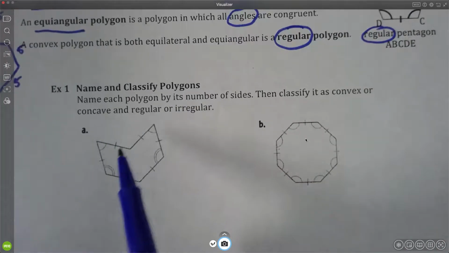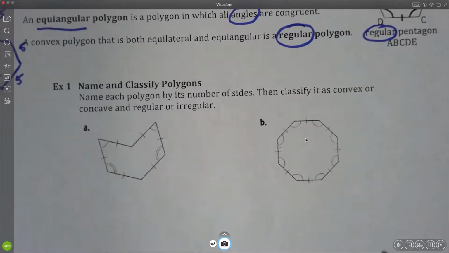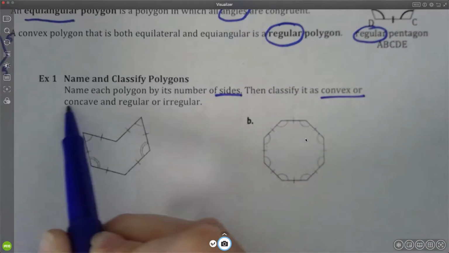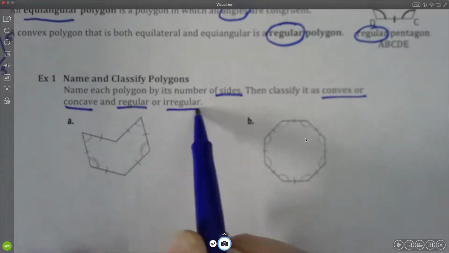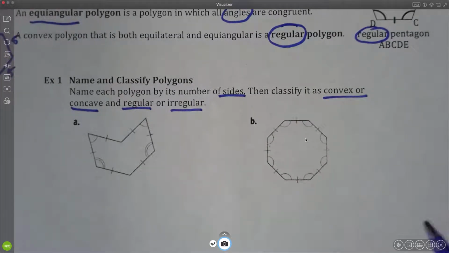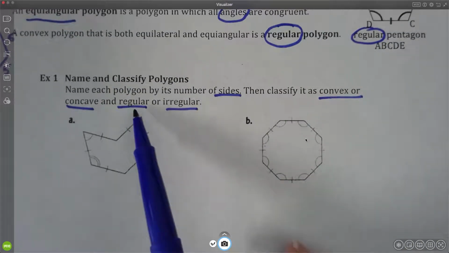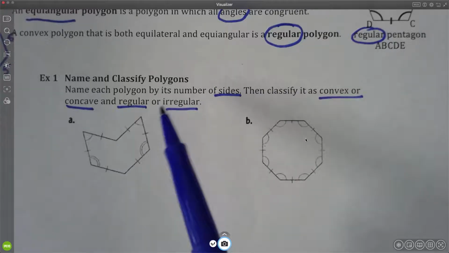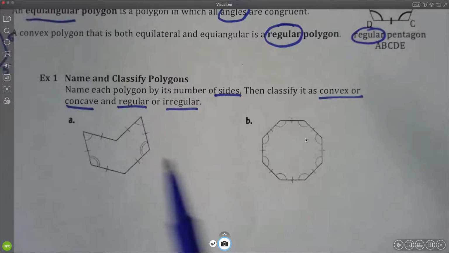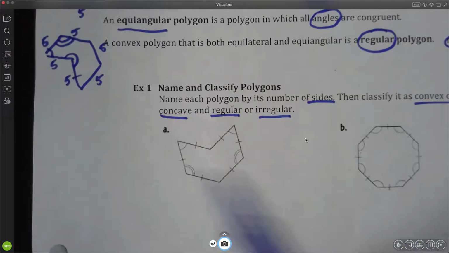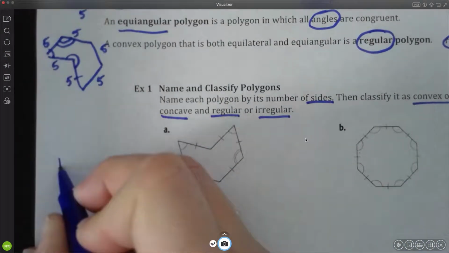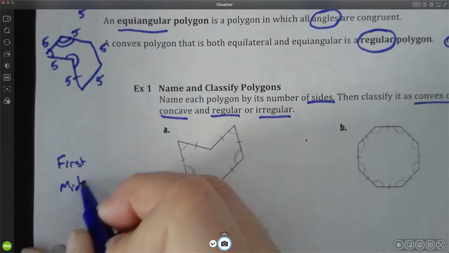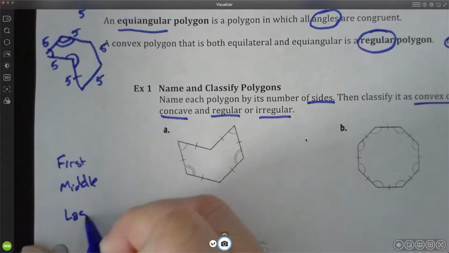All right. So what they're wanting us to do for A and B is name each polygon by its sides, by convex or concave, and they want to know regular or irregular. So there's 3 names that we have to give it, okay? Now, if it's not regular, it's irregular. So if one of those sides or angles are not all the same, then it is technically considered irregular, okay? Now, when I name these, I give a first name, middle name, and a last name.